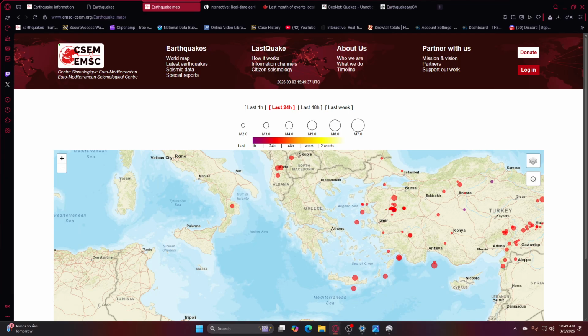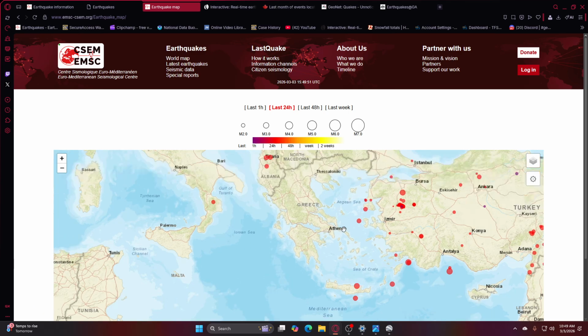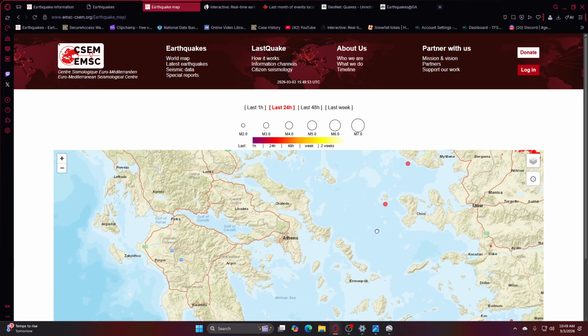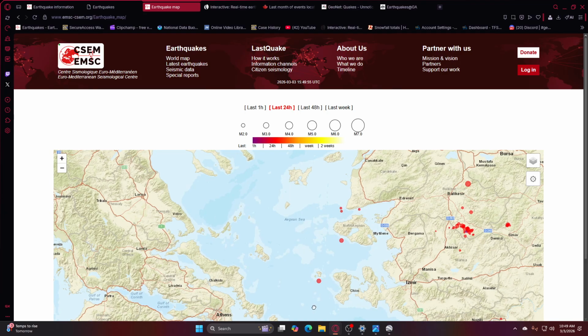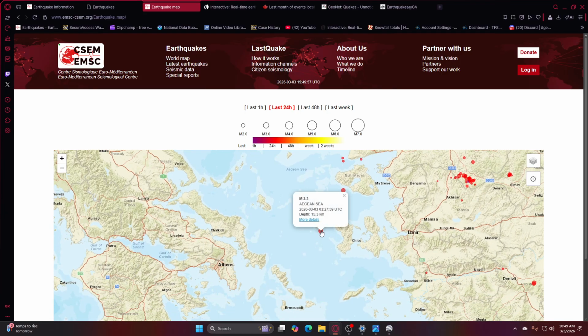A magnitude 2.9 struck 27 kilometers east of Heraklion, Crete. So, I'm looking here. Hang on a second. We'll see if we can find Crete. Crete, where are you? There we go. Nope, that one's listed as a 2.3. Now it's today, right there.